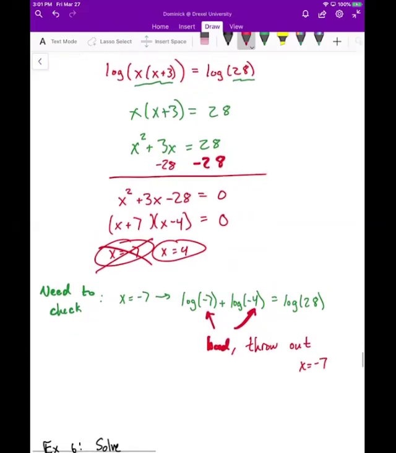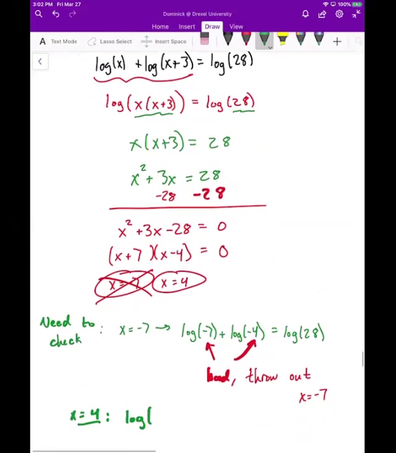All right, now if we check x equals 4, then we get log of 4 plus log of 7 equals log of 28. And this is fine. So in this case, x equals 4 is the only surviving answer because that doesn't cause any logarithms to be non-positive. All right, so that's one thing that you have to be careful of.